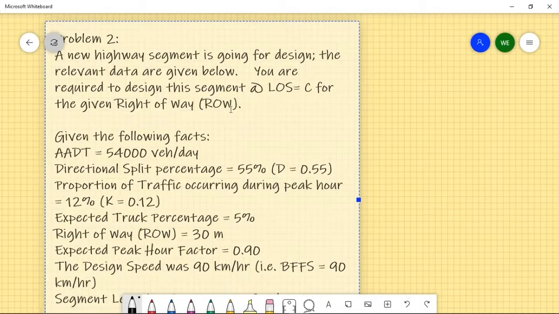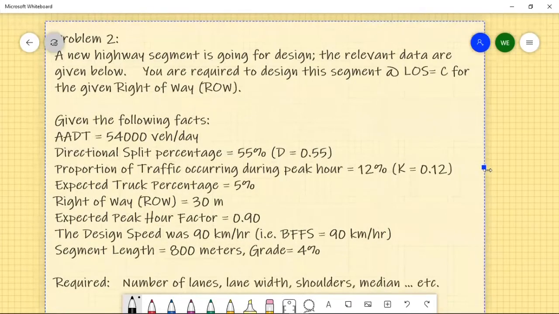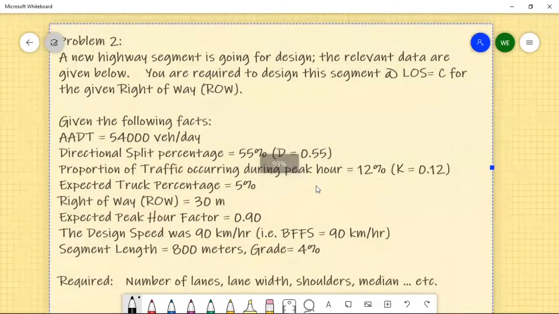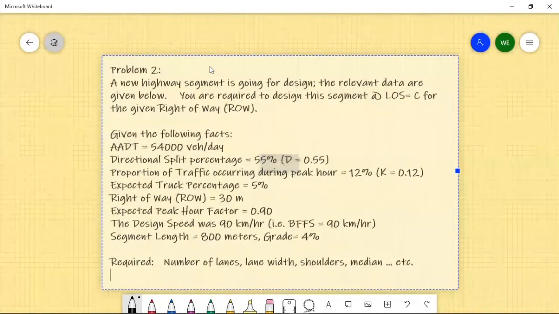right of way. Given the following facts, the average annual daily traffic volume is 54,000 vehicles per day. The directional split percentage is 55%. That's the D. The proportion of traffic occurring during peak hour is 12%. That's the K factor. So these are the main elements that we need for the design.